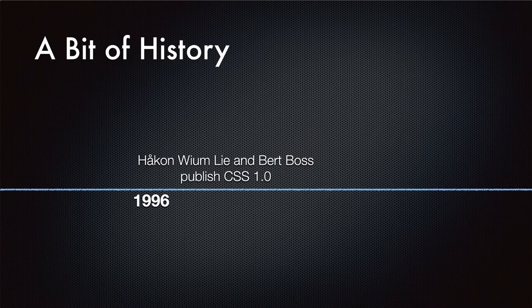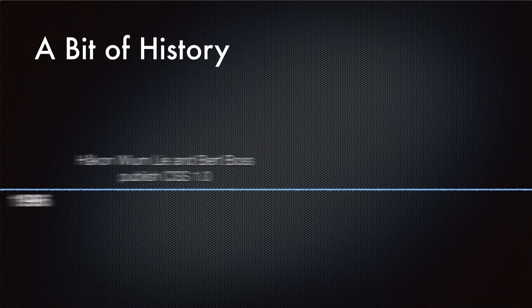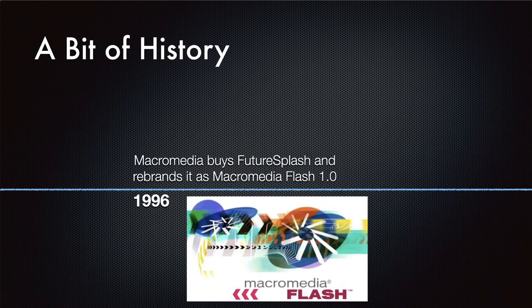CSS comes around also pretty early on, 1996, as an idea to separate markup from display. There were some competing options for how we were going to do layout in that area.